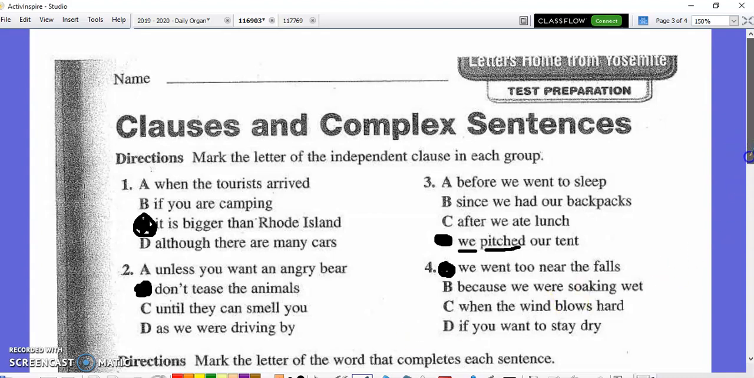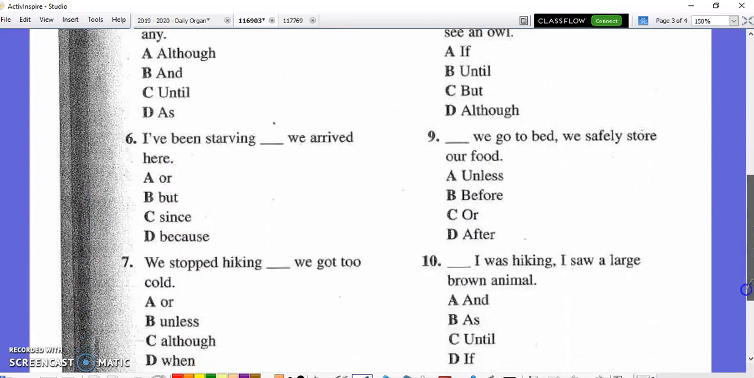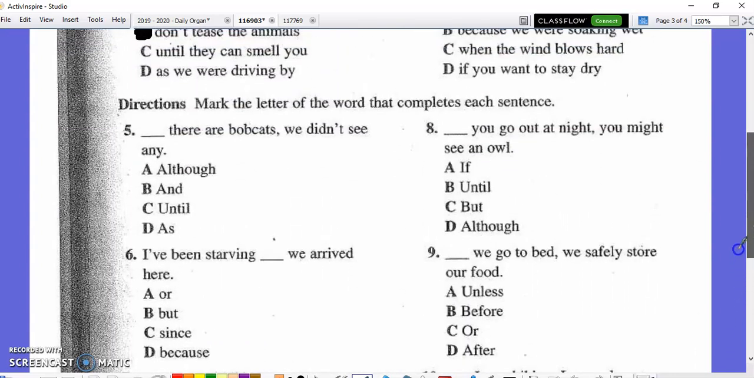Let's move on to the final 6 questions, starting with number 5, ending with number 10. The directions say, mark the letter of the word that completes each sentence. So choose the best word and select your response to this video. Number 5. Blank, there are bobcats. We didn't see any. Which fits on the blank line? Although, A. And, B. Until, C. Or as, D. Pick your response now.